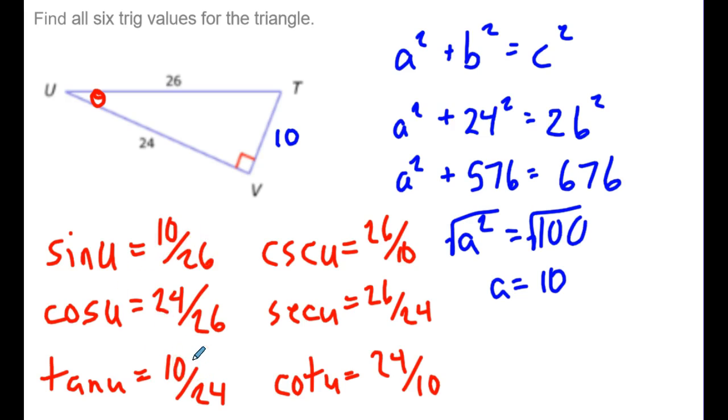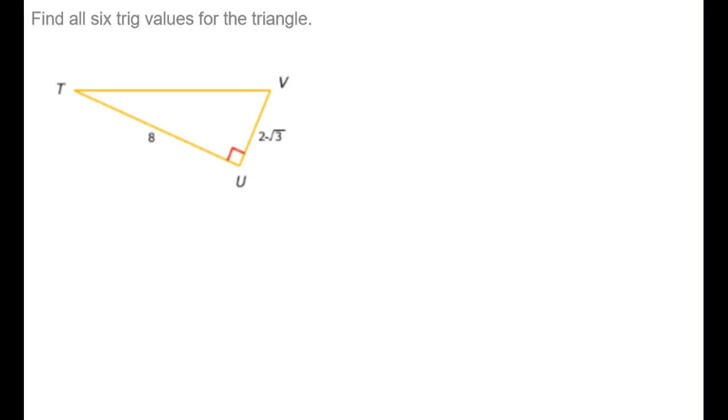If you had a multiple choice standardized test, one of your answers might be for the sine of U 5 over 13. You would just have to recognize that this ratio could be simplified down further. This next example, very similar. We want to find all 6 trig values for this right triangle. Again, we have to use the Pythagorean theorem to find the missing length. The missing length in this case is the hypotenuse.